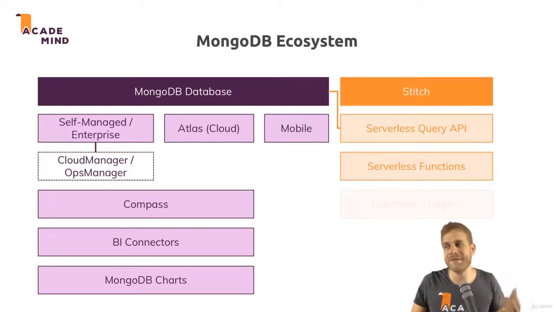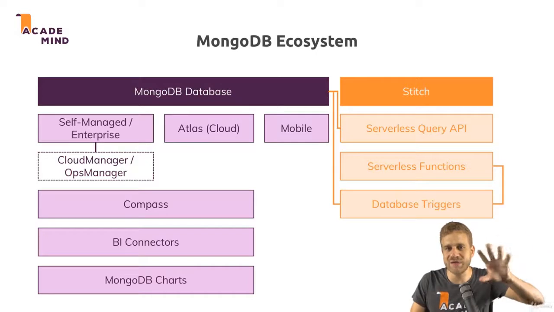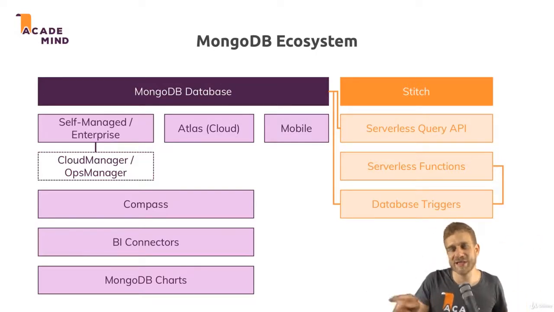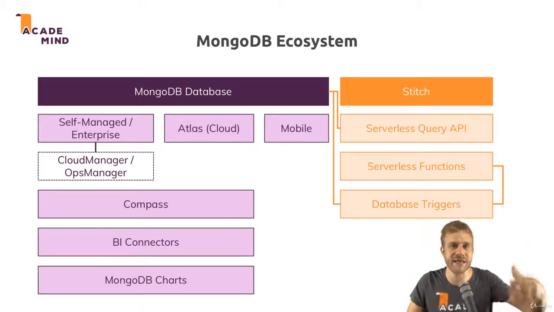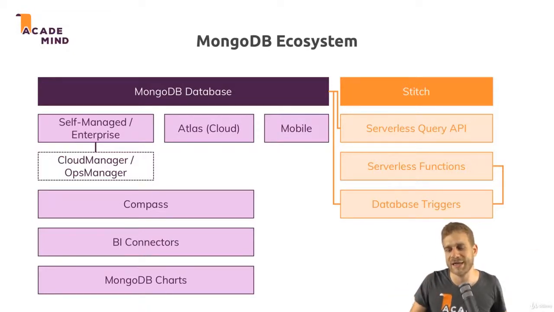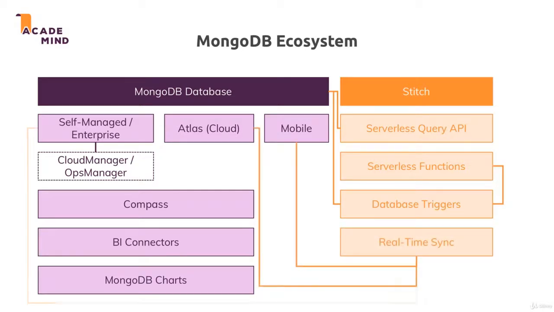We also have database triggers, which is basically a service that allows you to listen to events in a database, like a document was inserted, and then execute a function in response to that. And that function could then maybe send an email to a user informing him about that document being inserted, something like that. And there is a feature called real-time sync, which basically is built to synchronize a database in the cloud with that mobile offline supporting database you might have on mobile devices.